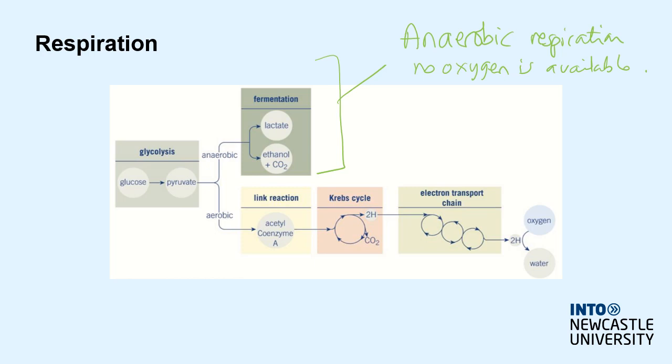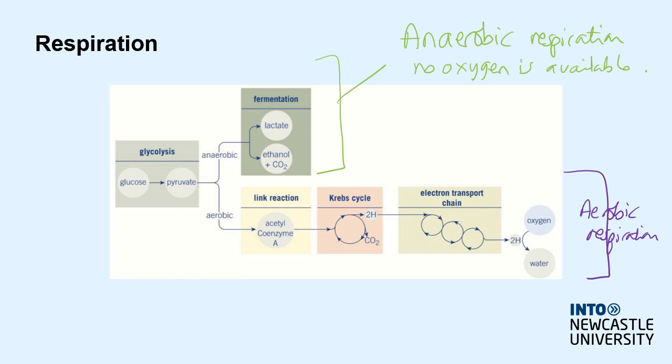The bottom part of this diagram here, this is the aerobic respiration. So this occurs when oxygen is present, and this will release the most energy, so we can produce the most ATP to power the different reactions in our cells.